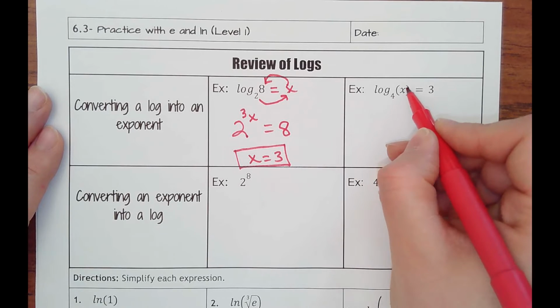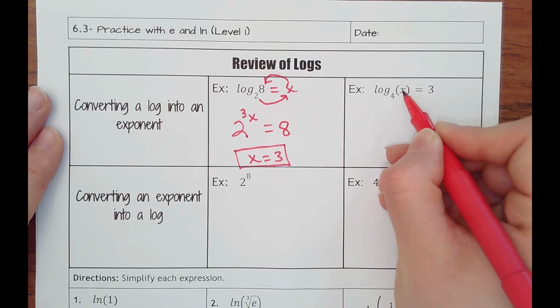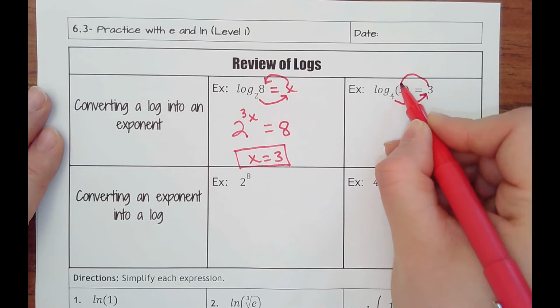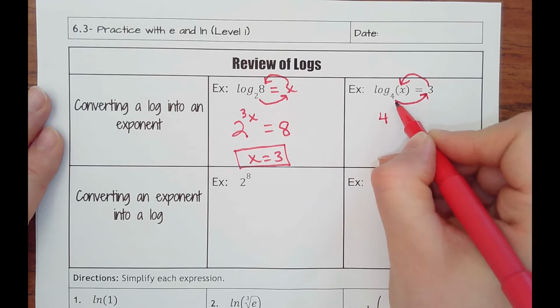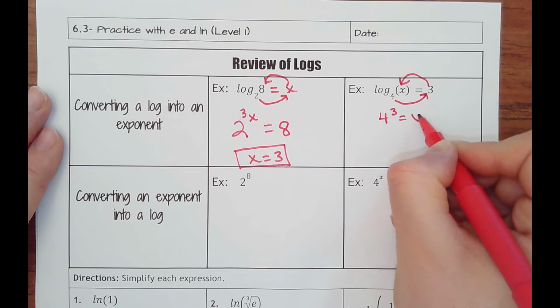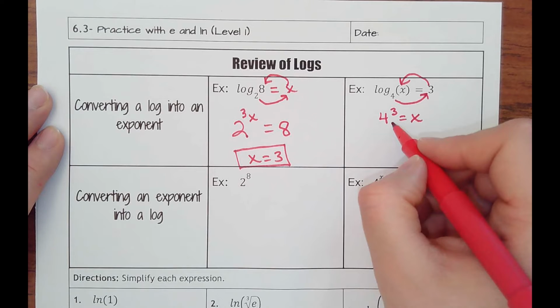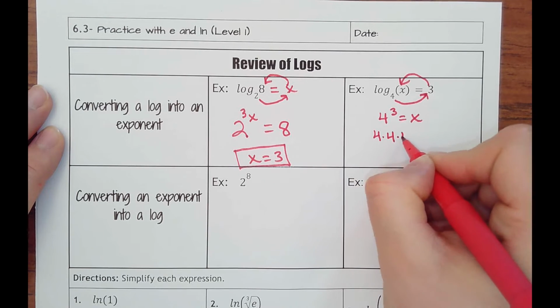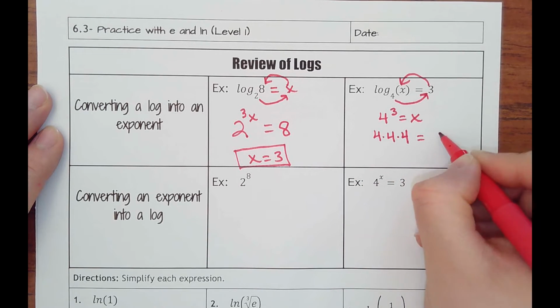Another one is now having this as the missing piece, but I would still rewrite this as an exponent, say 4 to the third power equals x. And so that one you're just figuring out 4 times 4 times 4, which is 16 times 4, which is 64.